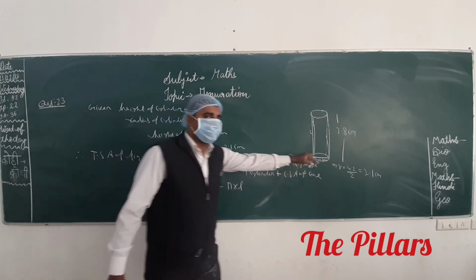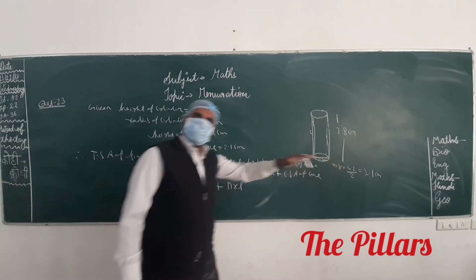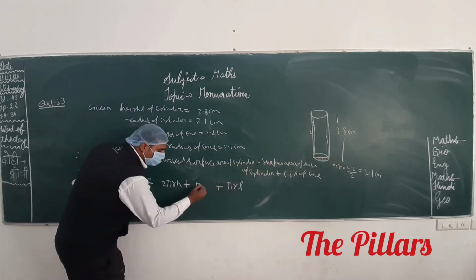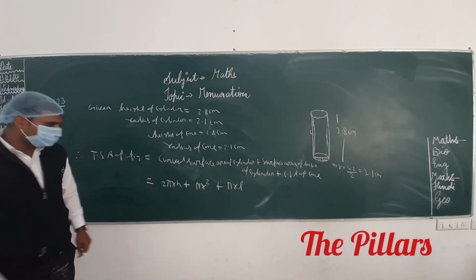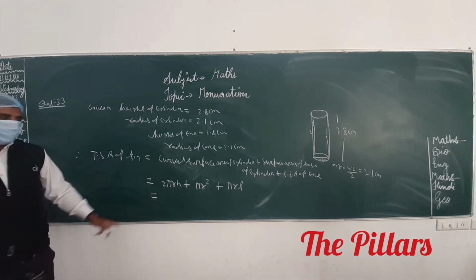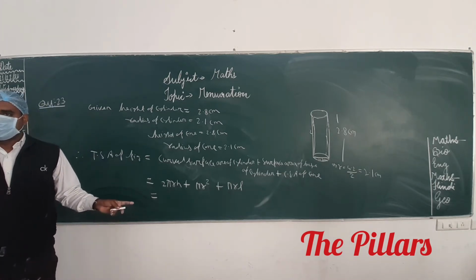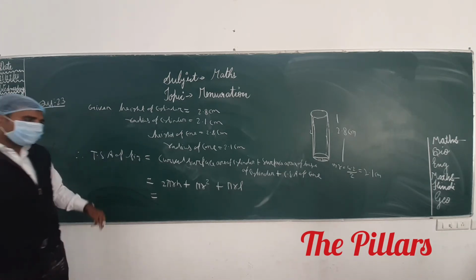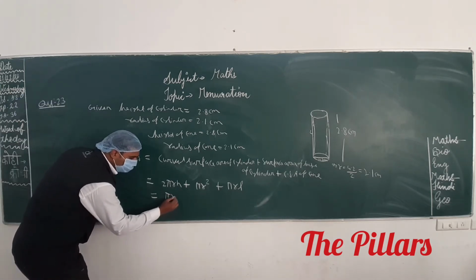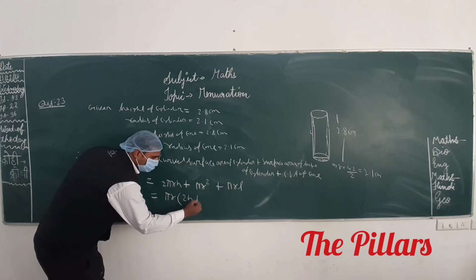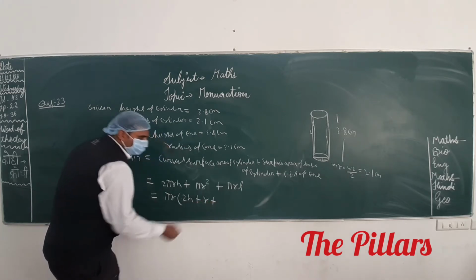And Mukul, surface area of base. Base is a circle, so pi r square. It means surface area of base is pi r square. You have to put the value and calculate with it. To take common, you have to take common pi and r both. So the remaining value is 2h plus r plus l.